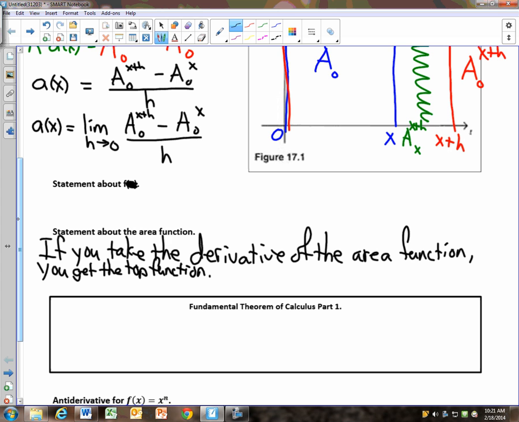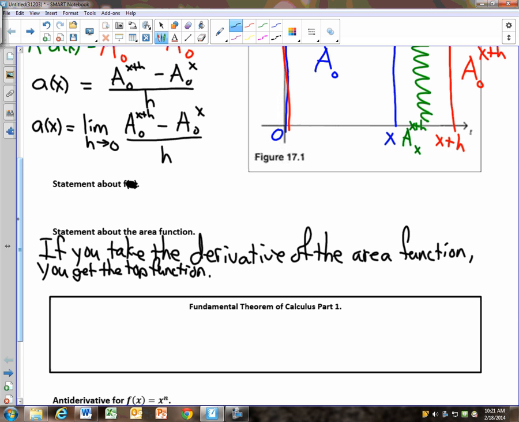What that means is this. If we take the derivative of the area function, we get that top function. Well, we don't know the area function. What we had to do is we had to use the limit of Riemann sums. Add up an infinite number of rectangles.